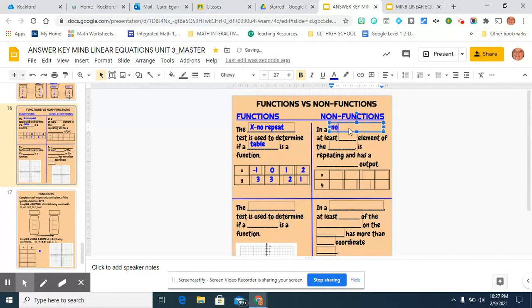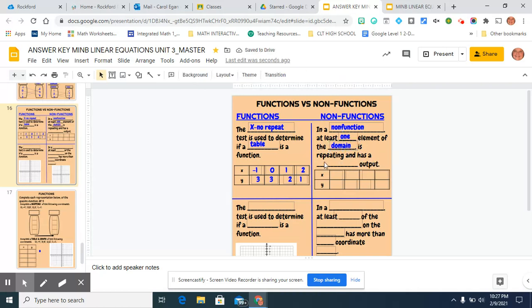So in a non-function, the opposite, at least one element of the domain is repeating. Not sure what I was going to write here. In a non-function, at least one element of the domain is repeating. Actually, we don't need anything else. We can just say is repeating. So I'll take the rest of the stuff off.